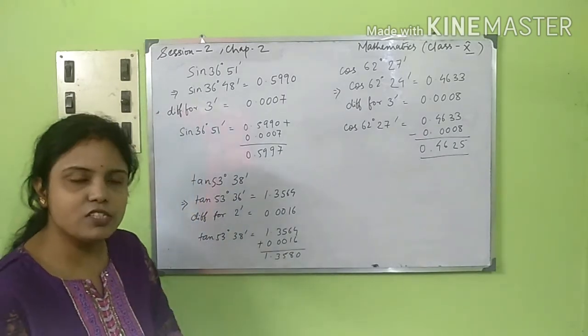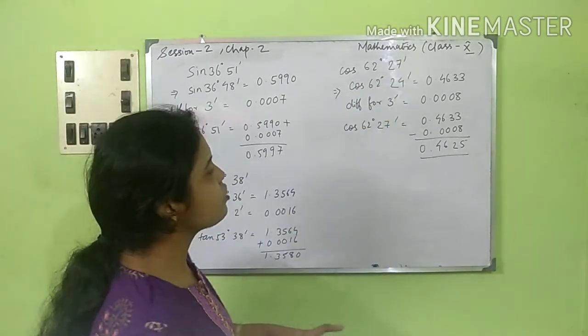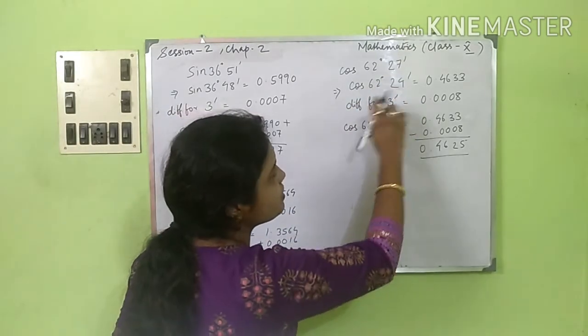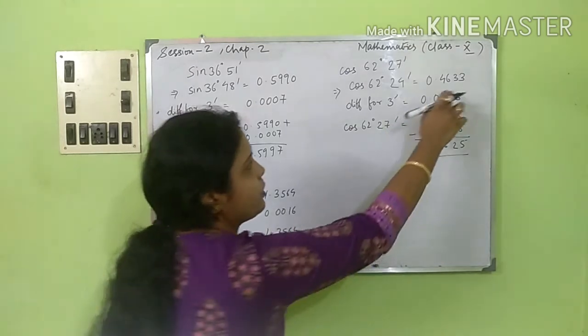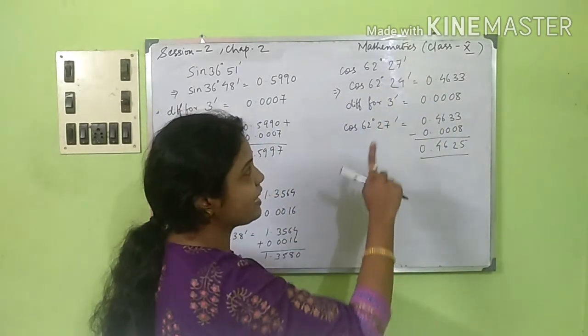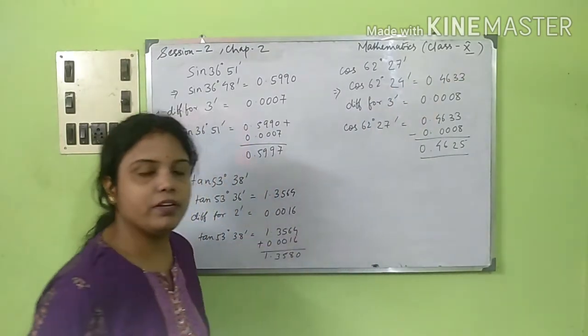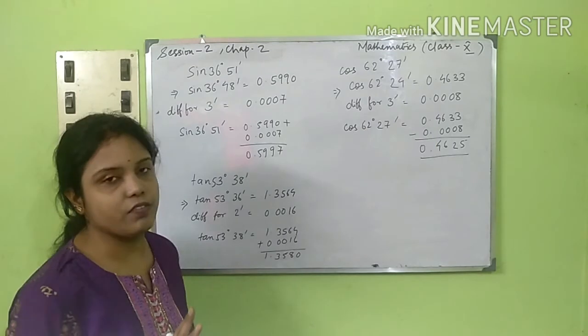It's very easy, just know how to take out the value. Just see which is the nearest. If it is already given as 62 degree 24 minutes, then it's a simple answer; that is the particular answer. But suppose it is 25 minutes, then you have to take the nearest number and then add 1 minute to it. All the values are given here.